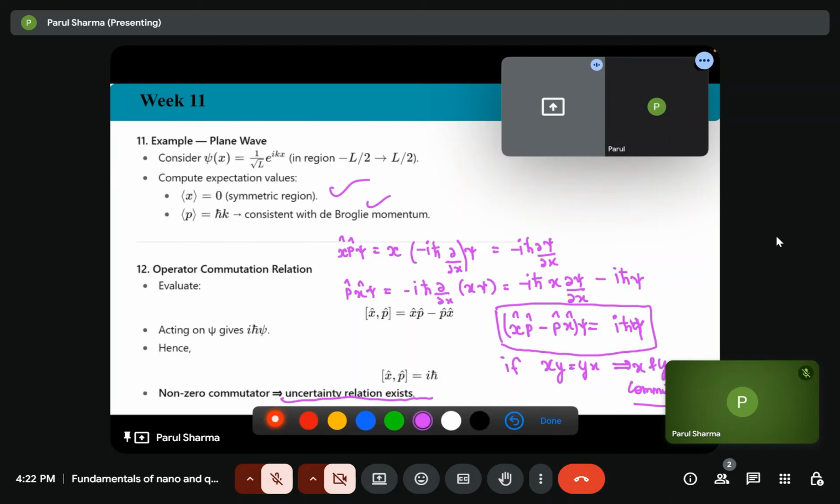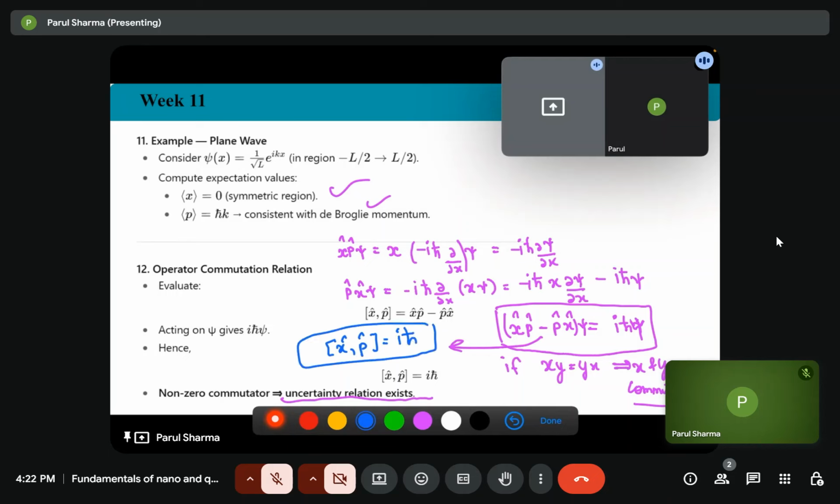So now we found out that the commutator XP will give us iota h cross, and the uncertainty relation will exist.